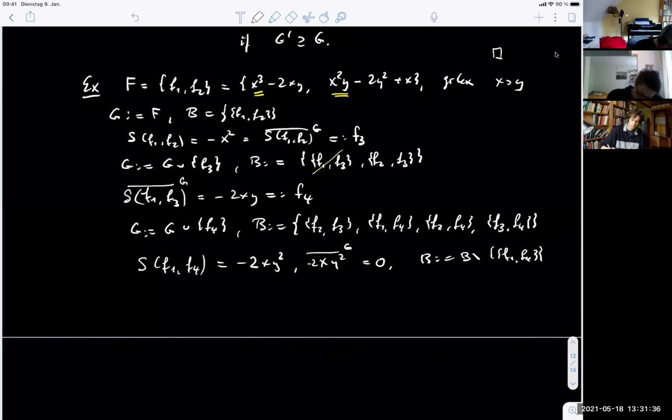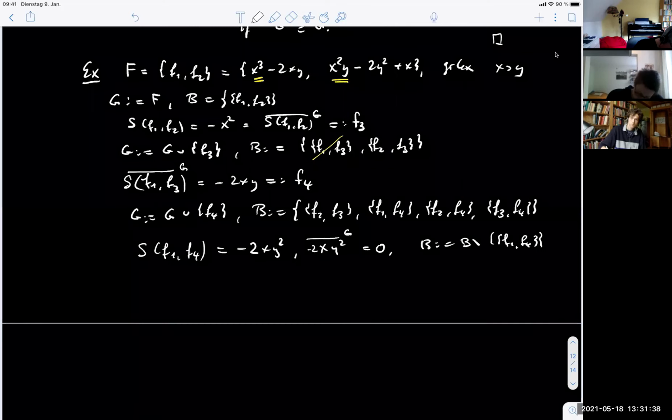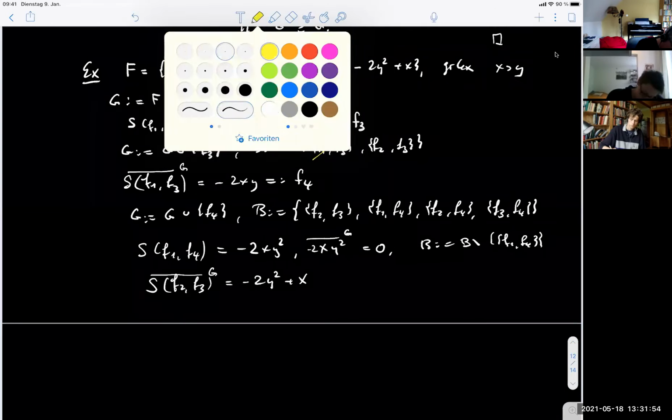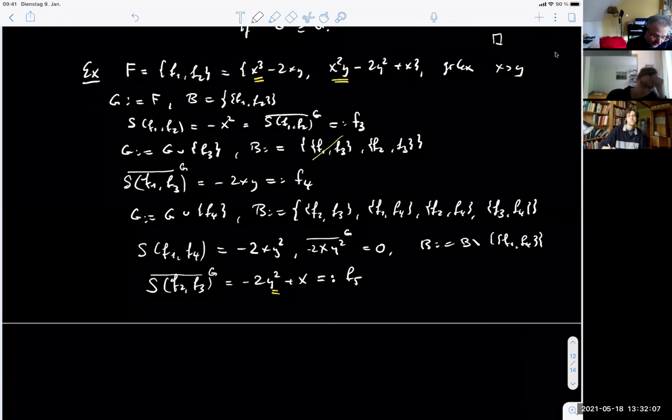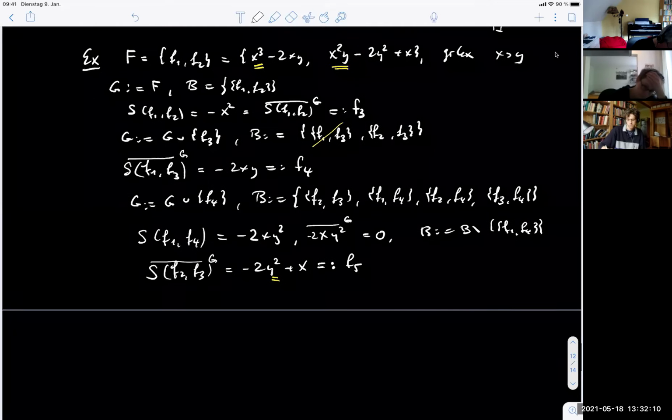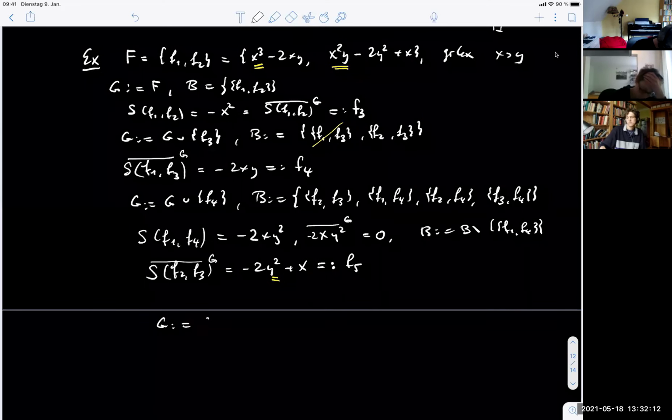Then I go on with the f2 and f3. Now, I save you the details. I take it, I reduce, and then one can check. This is minus 2y squared plus x. So this is the leading term. The leading term, y squared, I cannot reduce further. Not possible. So I add this, I call this f5. What will be the new G? I add f5.